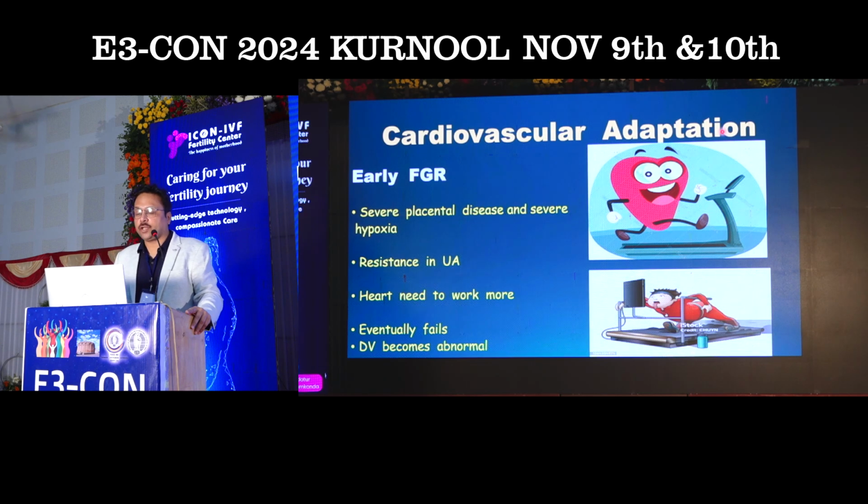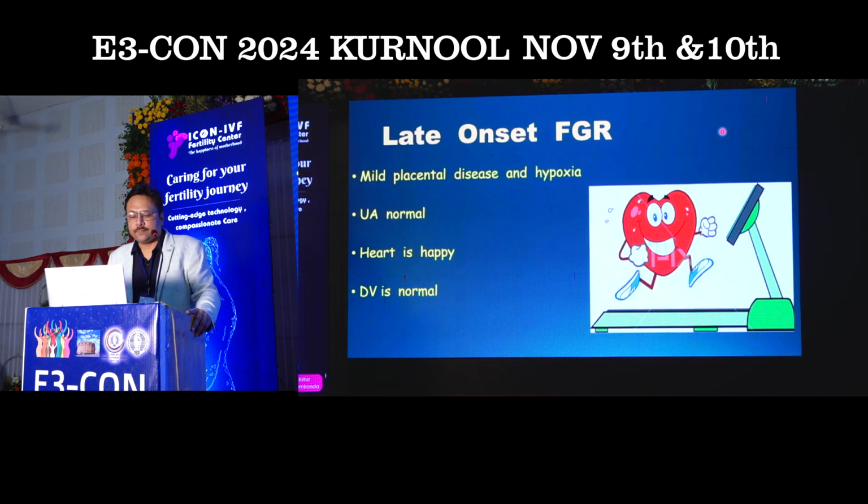Next thing is cardiovascular adaptation. In early FGR, the placental disease is severe, so there is high resistance, umbilical artery resistance is high, so the heart needs to work more and more against this high resistance, so eventually it fails, and that is reflected in the form of abnormal ductus venosus. And this is not in case of late onset FGR, because the placental disease is very, very less, less than 30%, so umbilical artery is normal, heart is happy, so DV is not affected in late FGR cases.